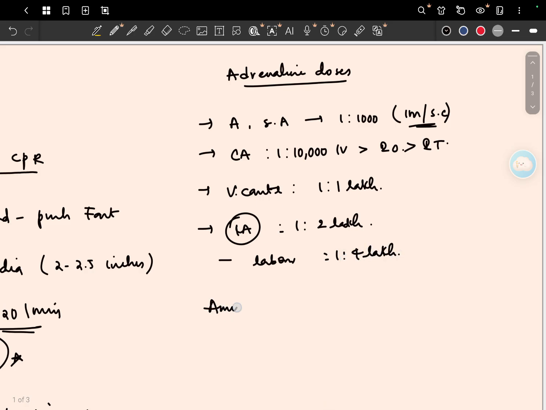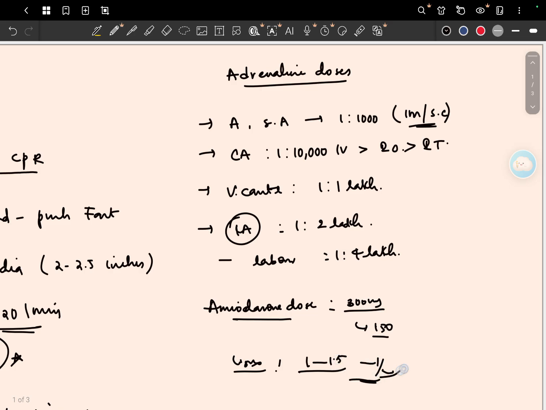Coming to a few more extra points. The amiodarone dose given is 300 mg initially, later on 150. For lignocaine, we'll be giving 1 to 1.5, later half of it will be given. Now shock energy for defibrillator: for monophasic, 360, and for biphasic, 120 to 200. So these are the shock energies.